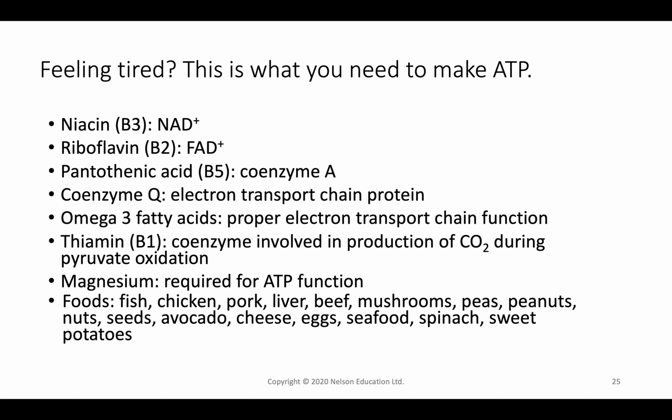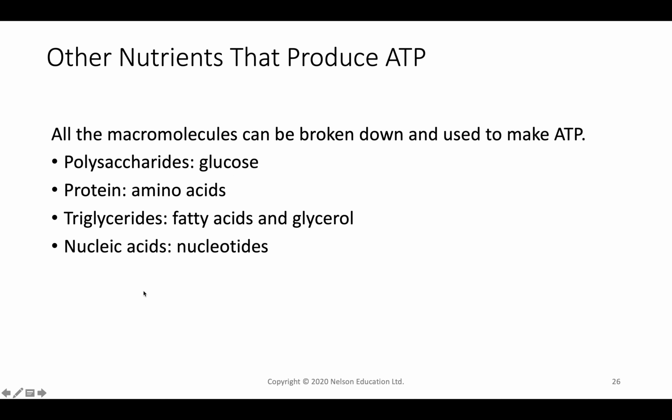And this is a list of the different foods that you can eat in order to get all of these different vitamins that you need to make sure that your ATP synthesis is functioning properly. That's going to include fish, chicken, pork, liver, beef. These are a lot of different meats, right? Proteins. Also veggies like mushrooms and spinach and peas, peanuts, nuts, seeds, avocados, cheeses, eggs, sweet potatoes, etc. All of these are going to be really high in these vitamins that you need to make ATP.